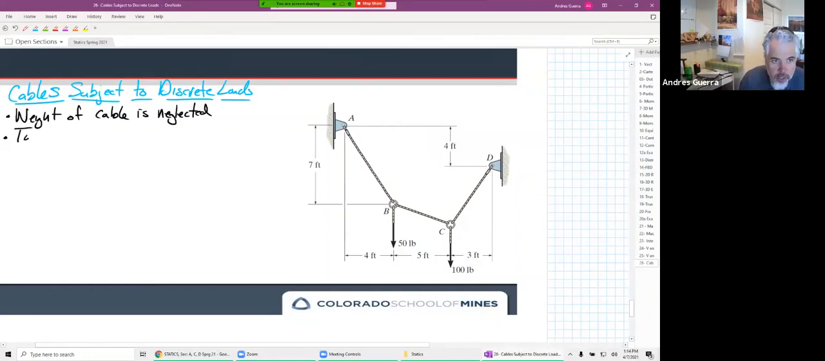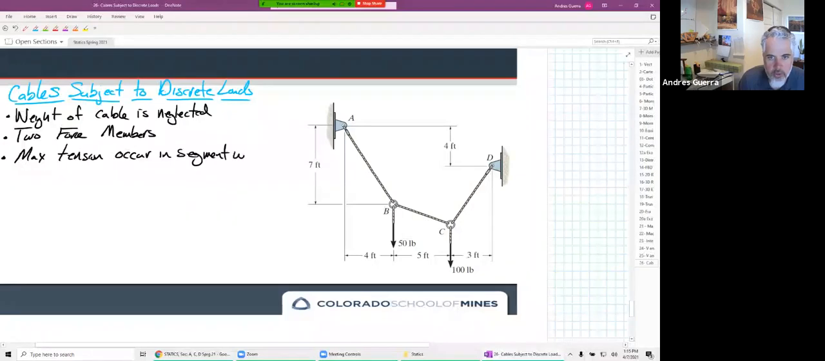We have all 2 force elements. Right now that we're back in cables, all of these are 2 force members. So we know the line of action goes along each of those segments of the cable. The max tensions occur in the segment with the steepest slope. So if we can figure out which one has the steepest slope, that is where our maximum tension occurs.